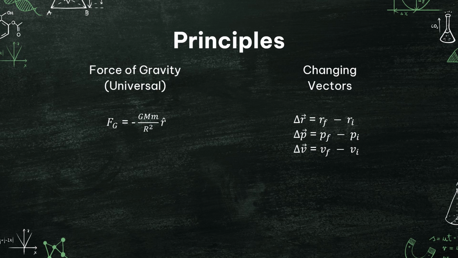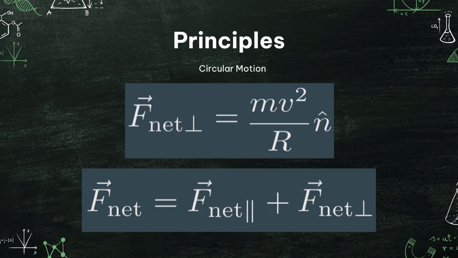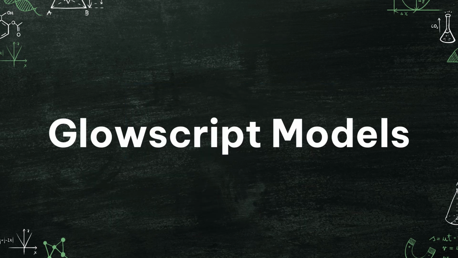Some other physics principles used in this lab include the universal force of gravity formula and a good understanding of how to find the change in a vector. For this lab, it was also important to understand circular motion, including Fnet perpendicular and how this is added with Fnet parallel to find Fnet. Now I will go over the GlowScript code for each of the two parts of this lab.